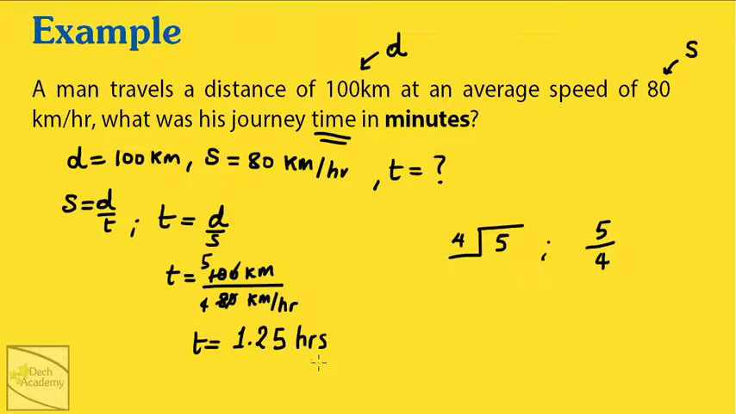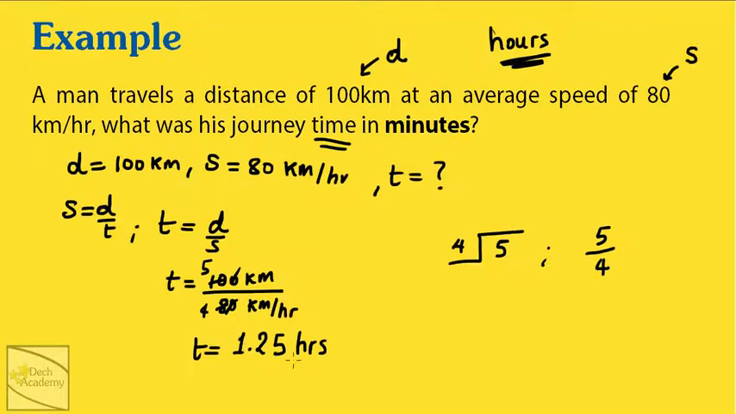So, by the way, this HRS means hours, as in it's just a short form, an abbreviation of hours. Anyway, the time taken is 1.25 hours, but we want to find the time in minutes. So how do we convert this to time in minutes? Well, I'll just give you an example you should be able to work. That will help you understand the approach.